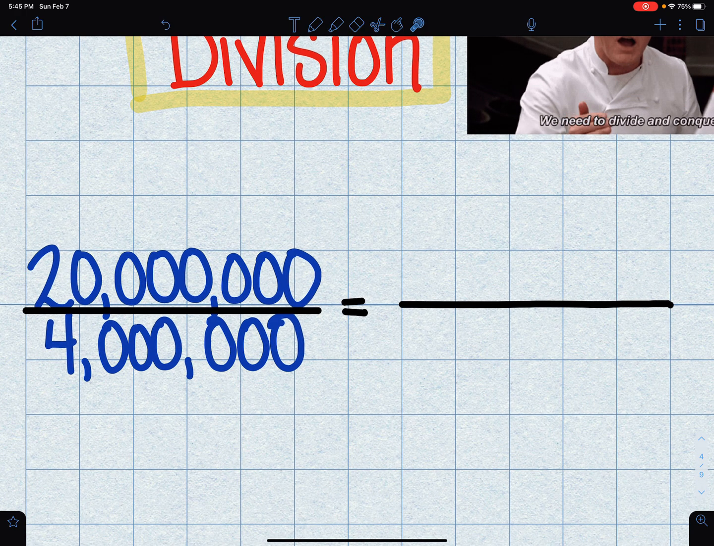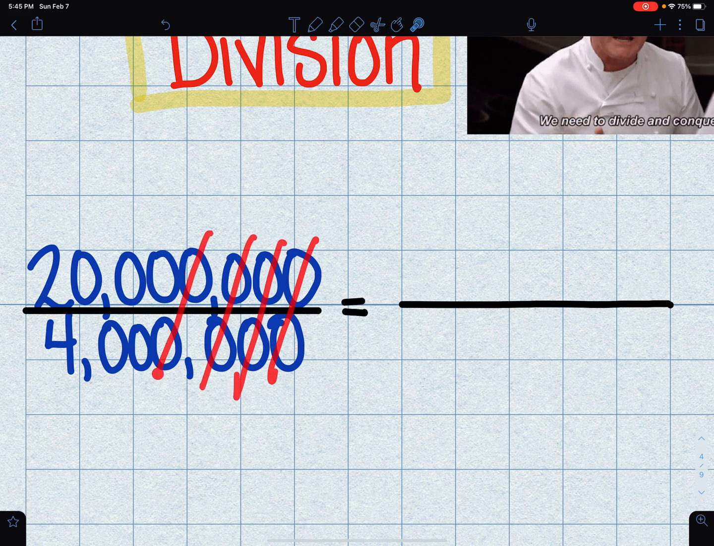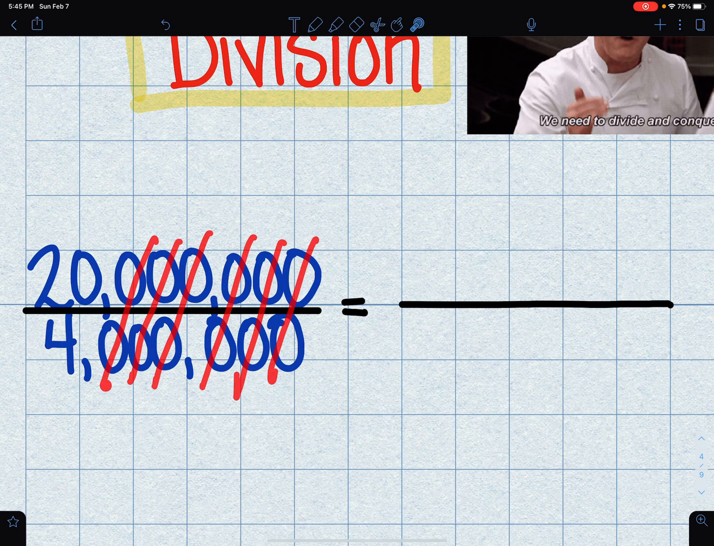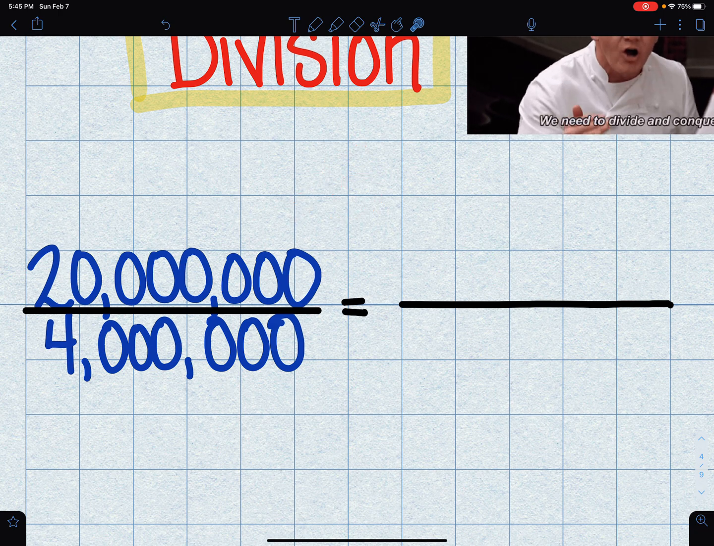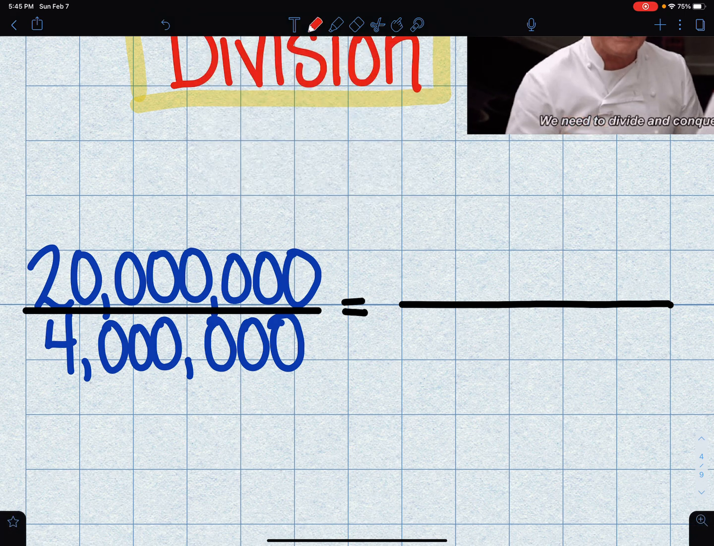Honestly, Zach, if it were me, what I would do with this problem is anytime there's a 0 on top and a 0 on the bottom, I would cancel that out, and then I'm left with 20 divided by 4, which is 5. I already know that the answer to this problem is going to be 5. But that doesn't help us solve scientific notation problems, so let's just go through it and pretend that we don't know that the answer is already 5.